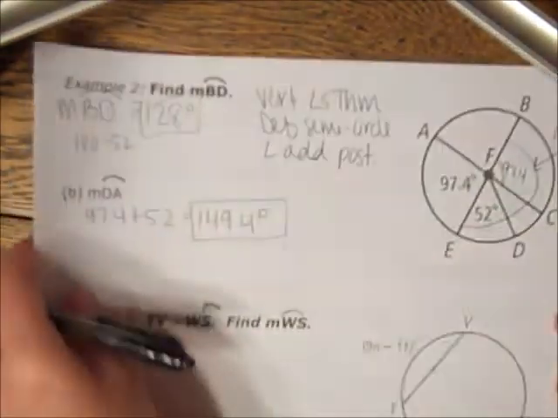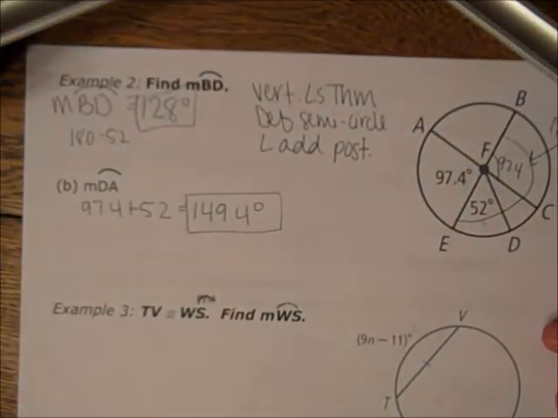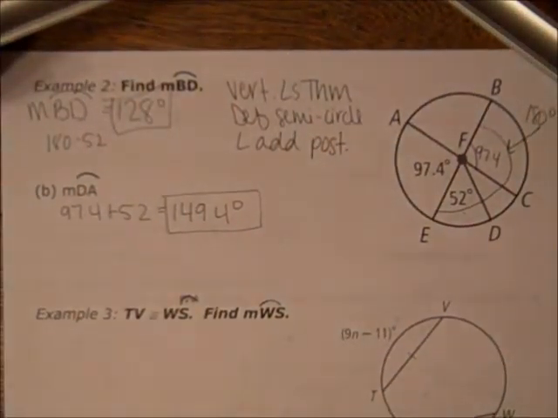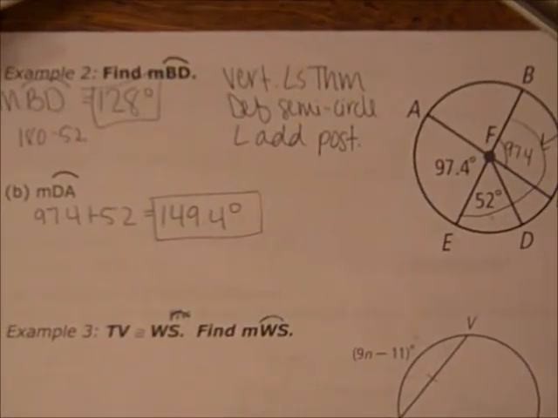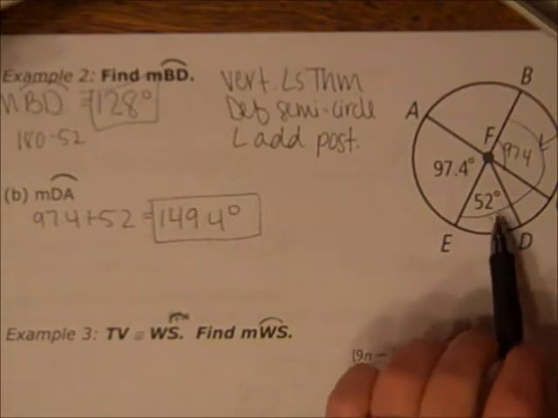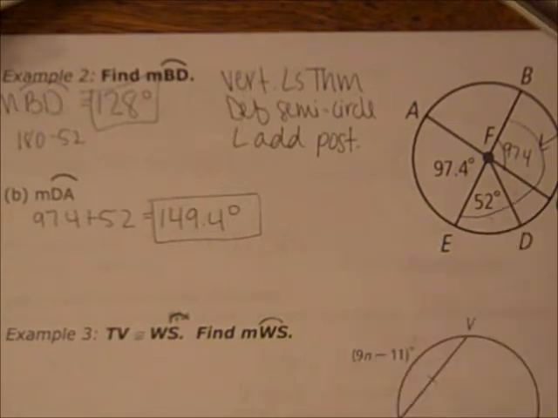Alright, so for this one I listed out the theorems that I used along the way because you actually had to do a little more solving on this one. So I got 128 for the measure of arc BD. I subtracted 52 from 180 to get what was remaining. And then DA, I added 97.4 and 52 to get 149.4.